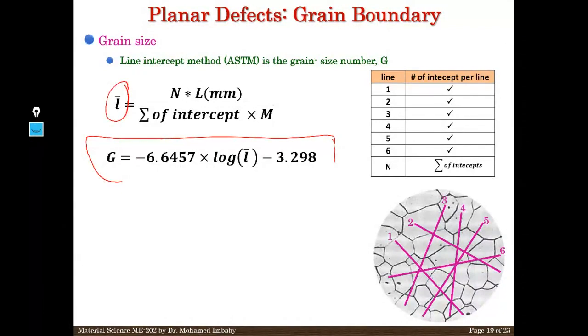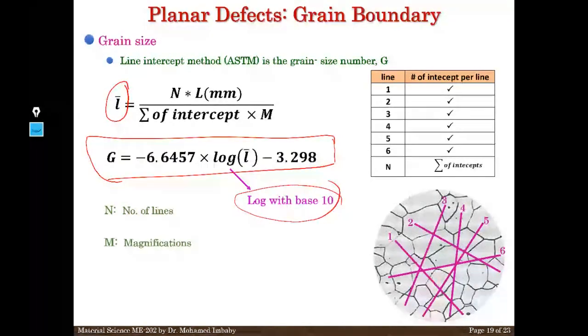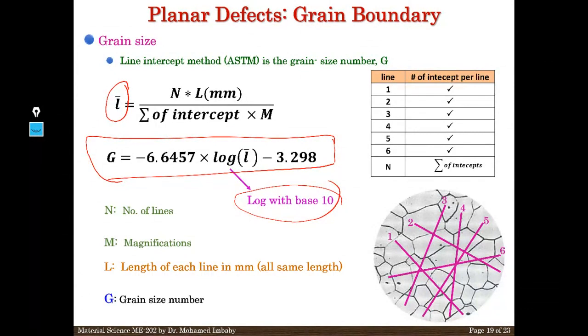Once you get L bar, you have to find G with this equation. And the log here is with base 10, by the way, not ln. N is the number of lines. M is the magnification. L is the length of each line in millimeters, all the same. And G is the grain size number. Anyway, don't be afraid of that one. We have some examples. We will solve them together. You will see it is very easy, by the way. You can train yourself, and it's very interesting.